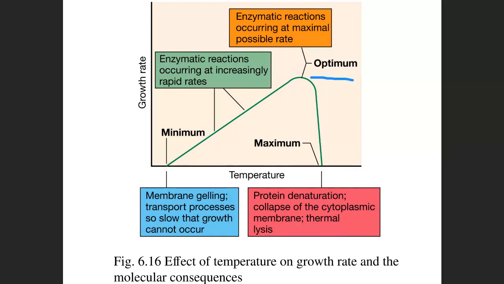When you get to the maximum temperature, the protein gets denatured, right? Your egg turns white, and the membrane just lyses. But that's one direction, too high. What happens when it's too low? At the end, when it gets too low, the membrane gets gelled, forms a gel, and transport processes become so slow. And this gelling part is very important.